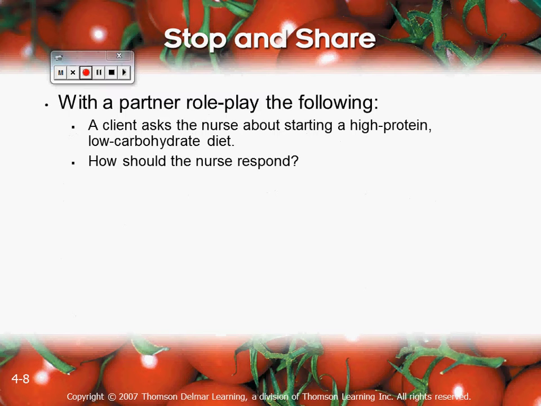All right. A client asked the nurse about starting a high-protein, low-carb diet. What would you say? What's the minimum amount of carbohydrates that you're going to need? This is your think time. Go ahead. So, a client asked the nurse about starting a high-protein, low-carb diet. What's the minimum amount of carbohydrates they're going to need?